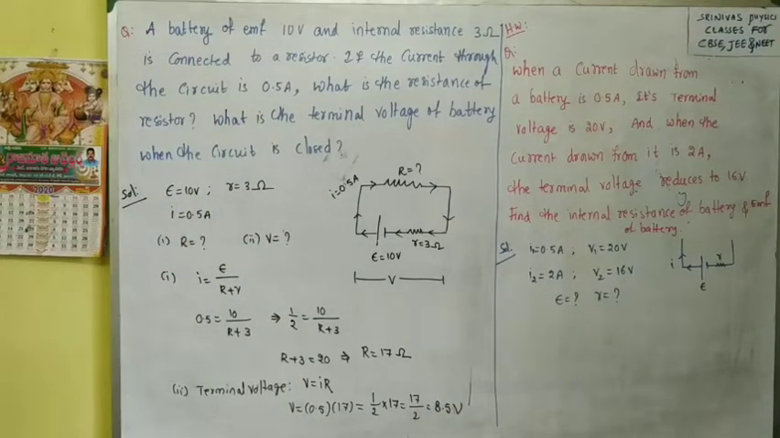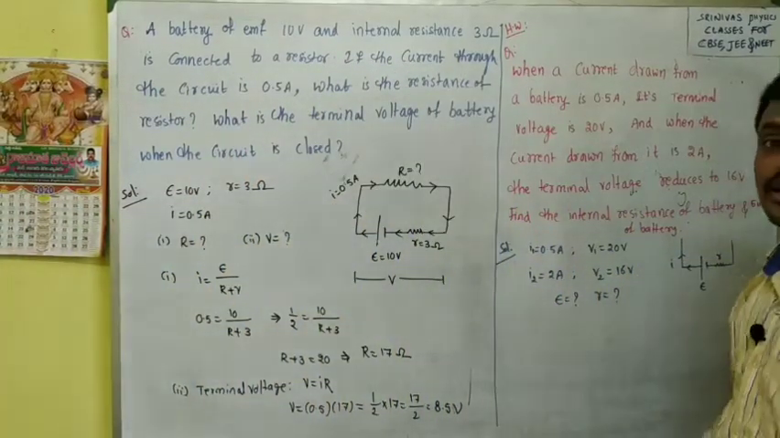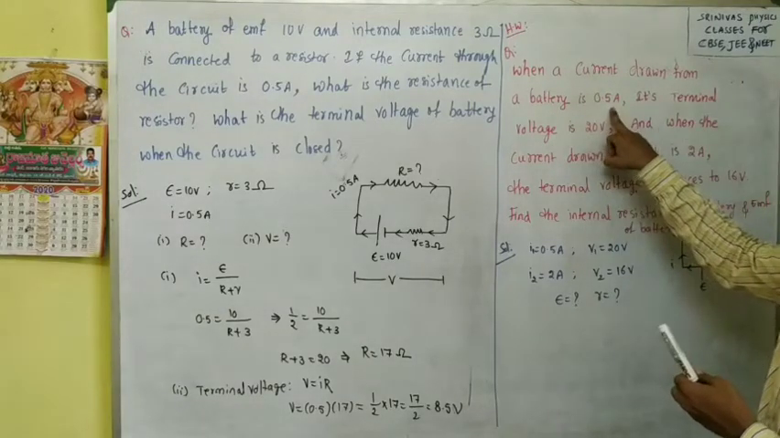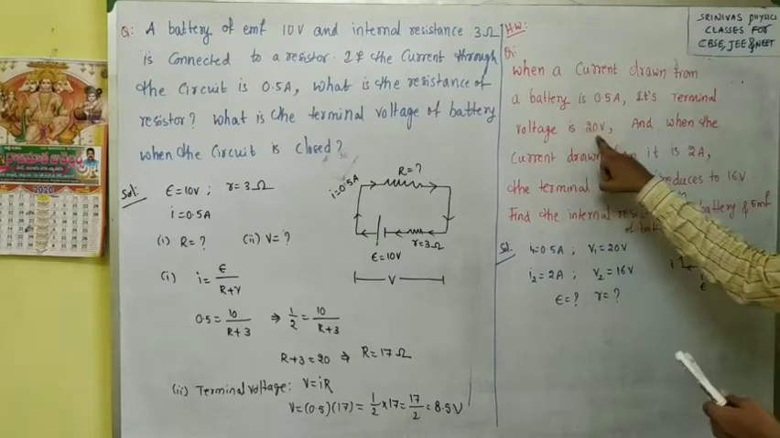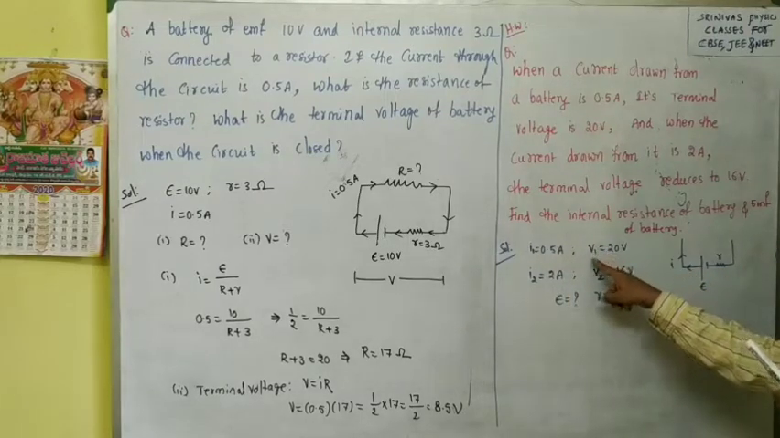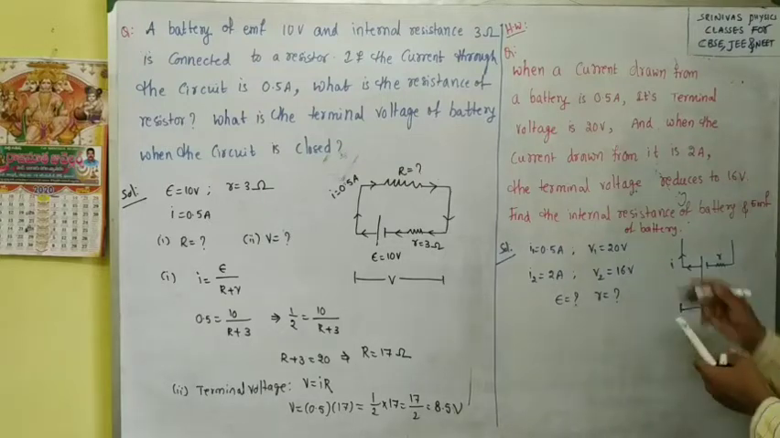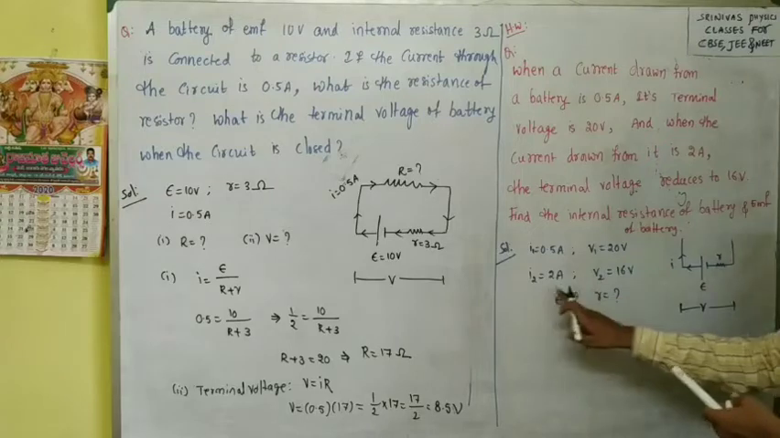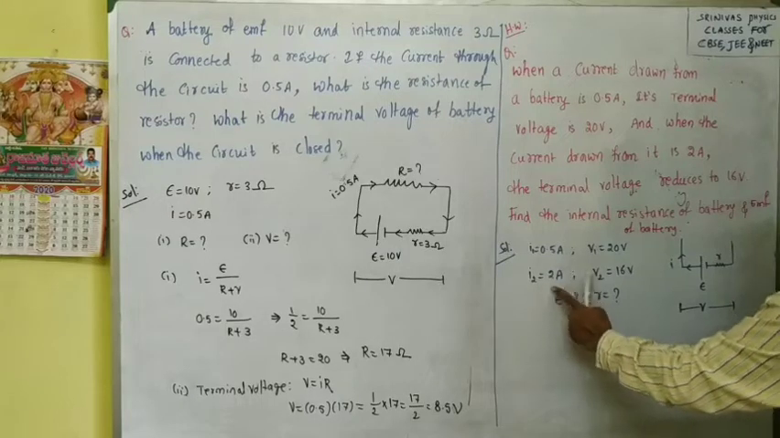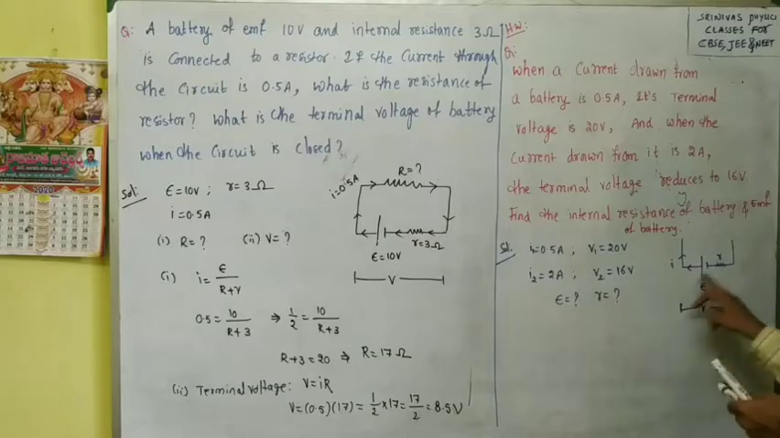Let us go for the next one. I am giving a homework problem, and you must answer this question and write your answer in the comment. When the current drawn from a battery is 0.5 ampere, its terminal voltage is 20 volts. When the current drawn changes to 2 amperes, the terminal voltage is 16 volts. Then what is the EMF of the battery and what is the internal resistance of the battery?